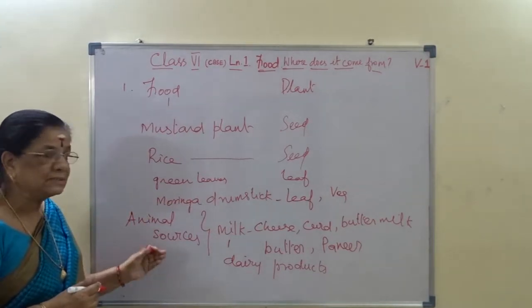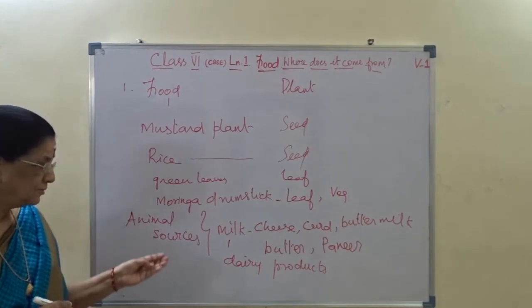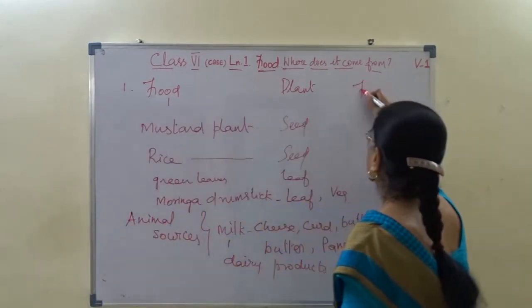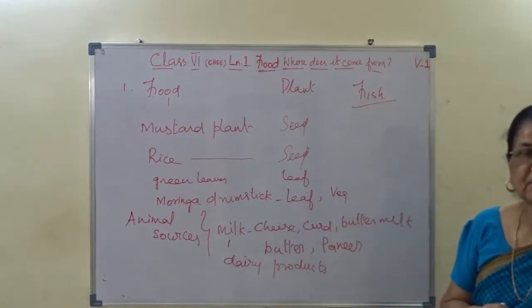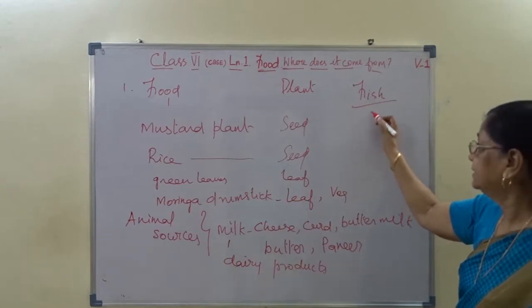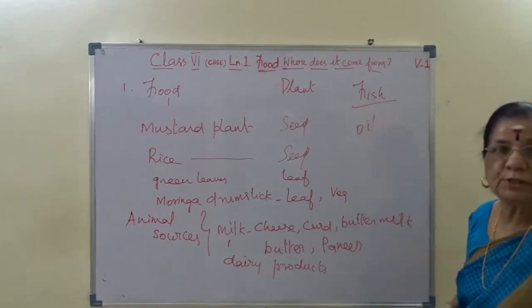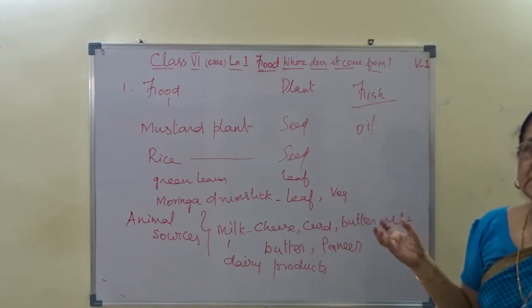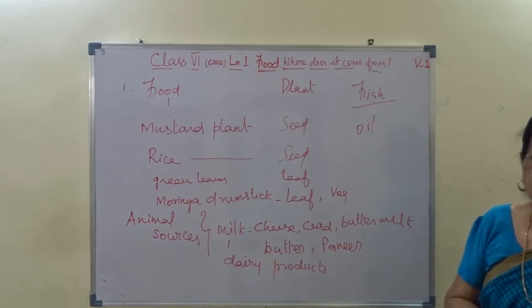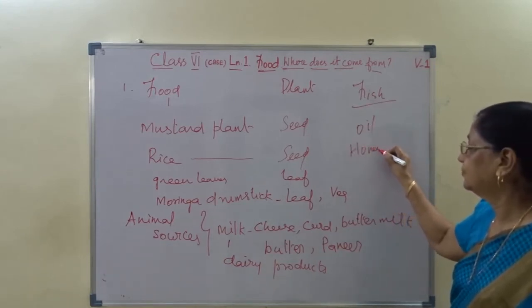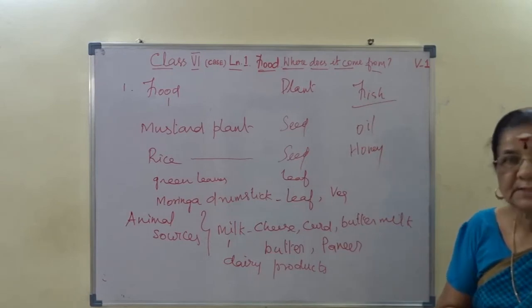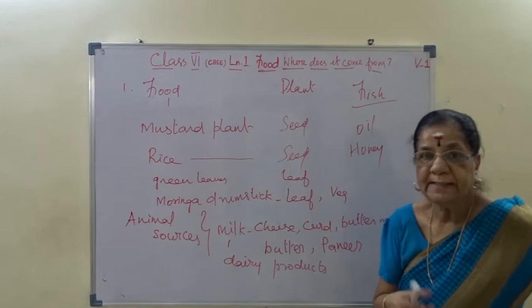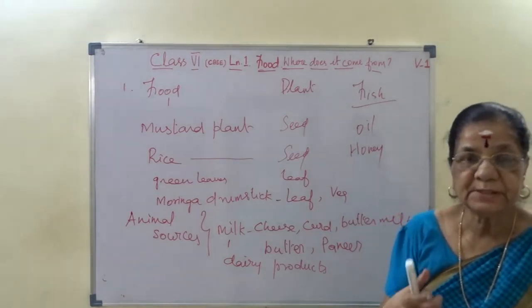Okay, so in animal sources, we also talk about the products of the sources. Suppose we take fish, what product can we take from fish? Fish oil. Fish as such we can take as food. Like from fish, normally we take fish oil as a source of food. So this is an animal product. Right now, honey. Honey comes from the beehive. The honey bees prepare a hive.